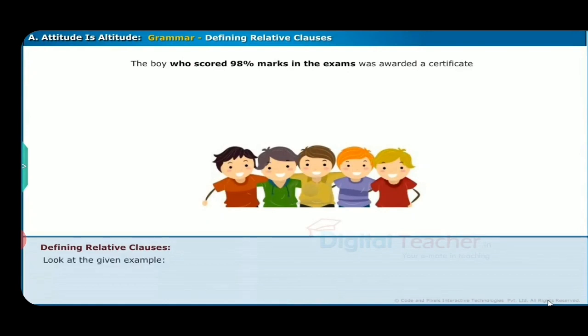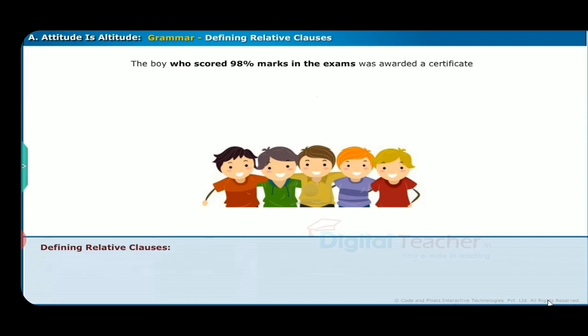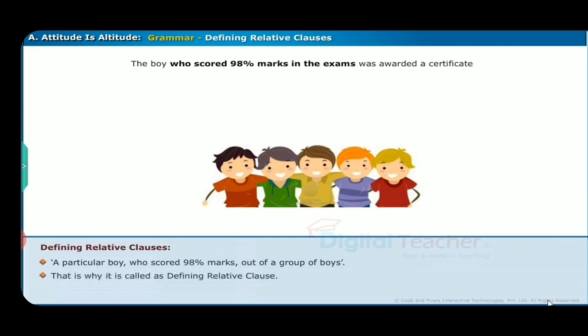Look at the given example. The boy who scored 98% marks in the exams was awarded a certificate. In the example, the bolded phrase is given crucial information, that is, which boy we are talking about. In other words, it is defining the subject by answering the question, which boy? A particular boy who scored 98% marks out of a group of boys. That is why it is called as defining relative clause.